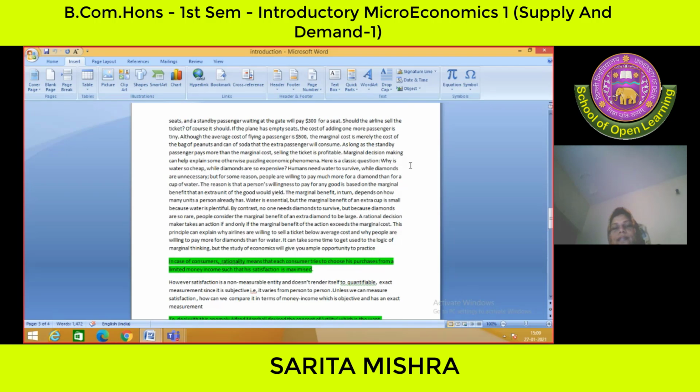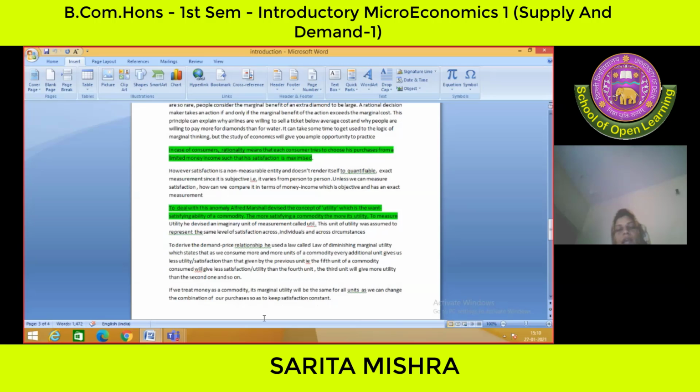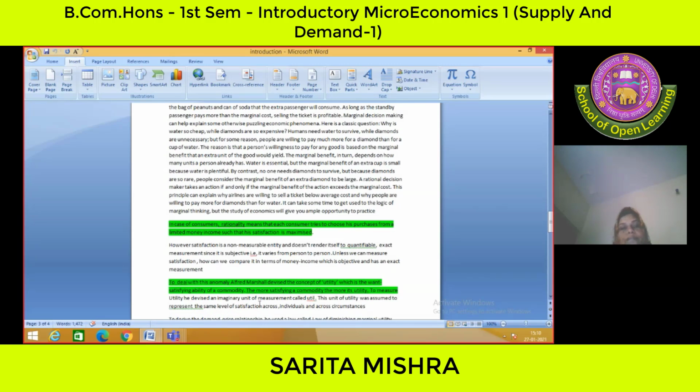So there is another paradox which this marginal decision explains, is the diamond water paradox. So what is this diamond water paradox? Now water is abundant, available everywhere. So it should come for free. But water is also very essential, isn't it? Something that we cannot live without.